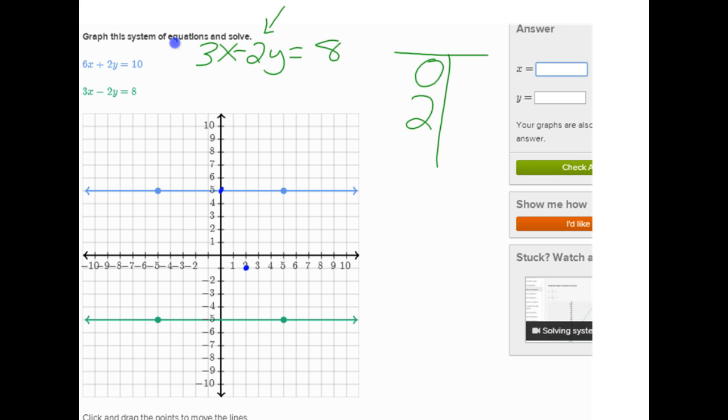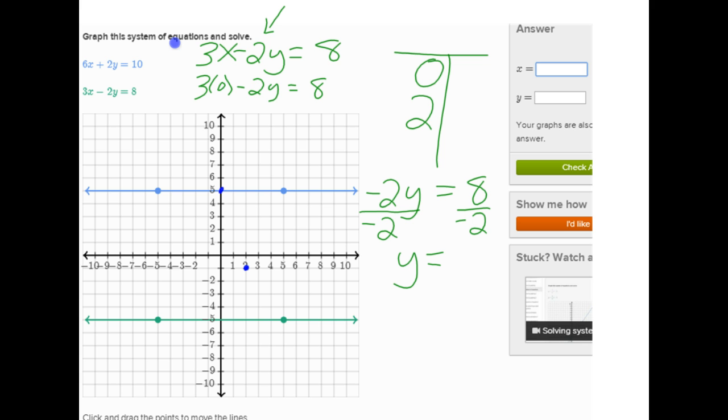When I put a 0 in for the x, I get 3 times 0 minus 2y equals 8. That leaves me with a negative 2y equals 8. Just like the previous two times, the last thing we did was divide. Here we will divide by a negative 2. So I get y equals negative 4. So when I substitute a 0 in, I get a negative 4.